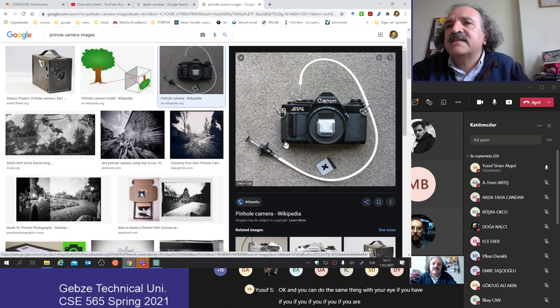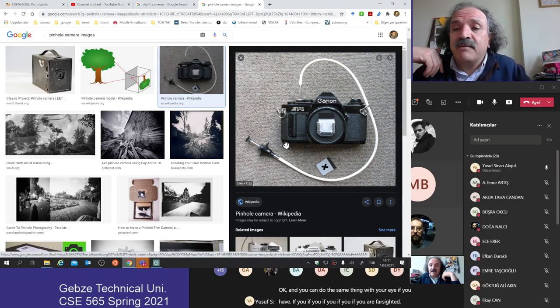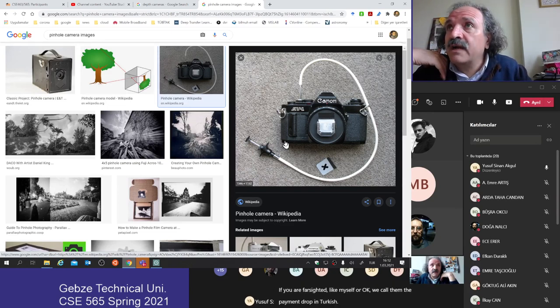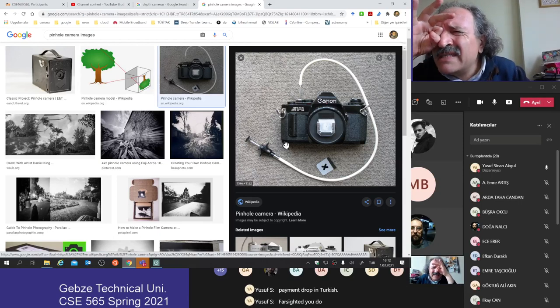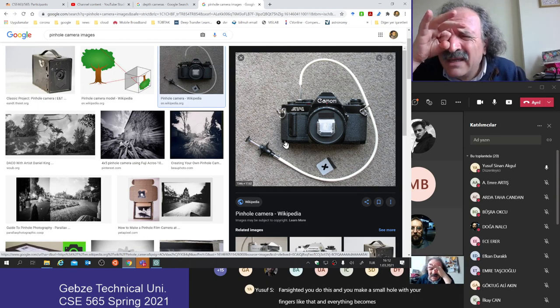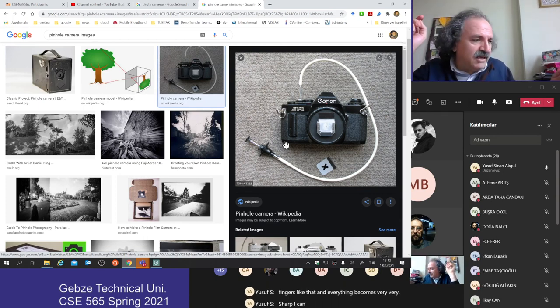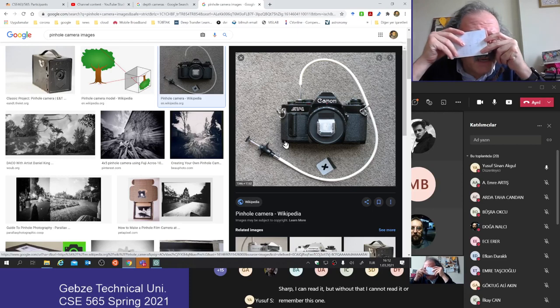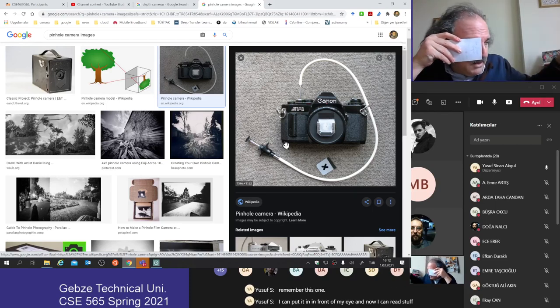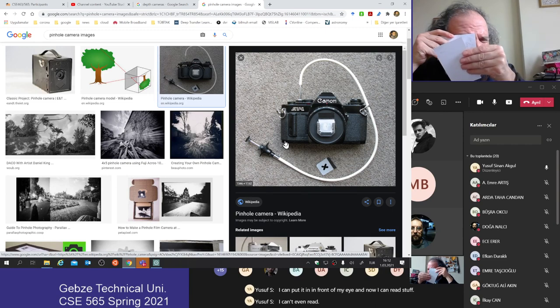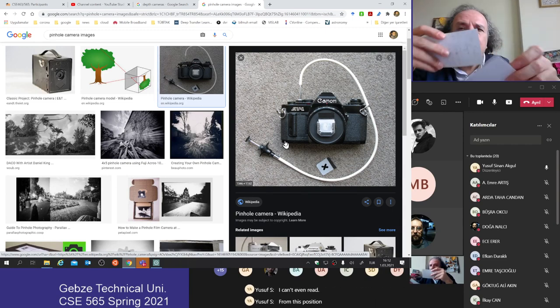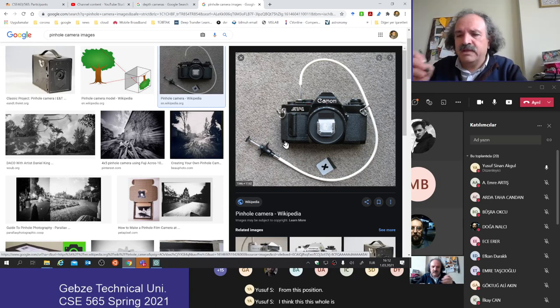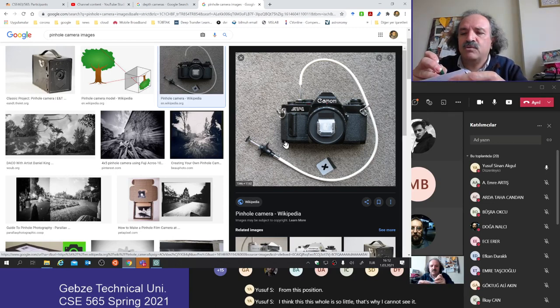If you are far-sighted like myself, we call them hypermetrope in Turkish. Farsighted, you do this and you make a small hole with your finger like that, and everything becomes very, very sharp. I can read it, but without that, I cannot read it. Or remember this one? I can put it in front of my eye and now I can read stuff. I can even read from this position. I think this hole is so little, that's why I cannot see it. Let me make this hole larger.